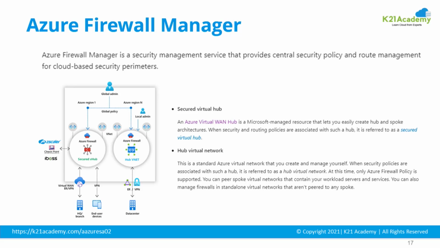There are two types of architecture deployment you can do for the firewall. One is called a secure virtual hub. Now, what is a virtual hub? We are going to cover that in future lessons. And then the second is a hub virtual network. So these are the two architecture styles in Azure Firewall Manager.